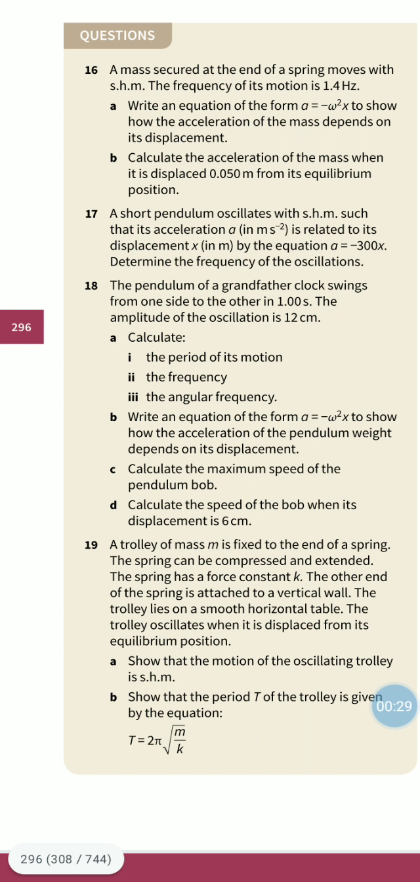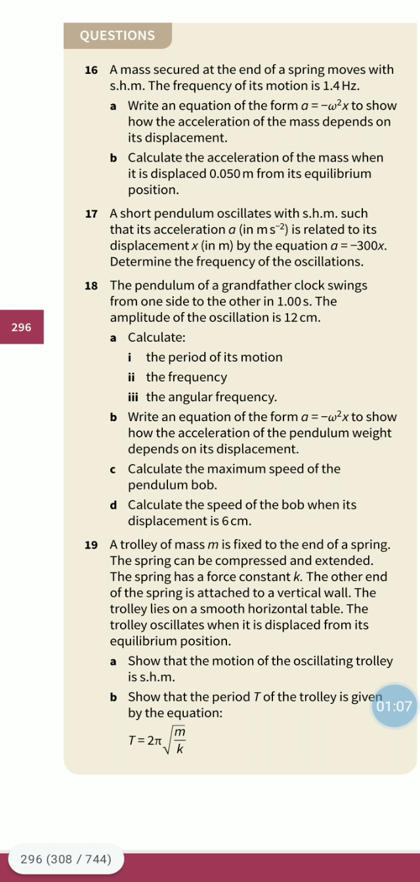The frequency of its motion is 1.4 hertz. Right, so there are two details given here. It is in SHM, so you know the set of equations, and they have given the frequency. Then they are asking, write an equation of the form a equals negative omega squared x to show how the acceleration of the mass depends on its displacement.